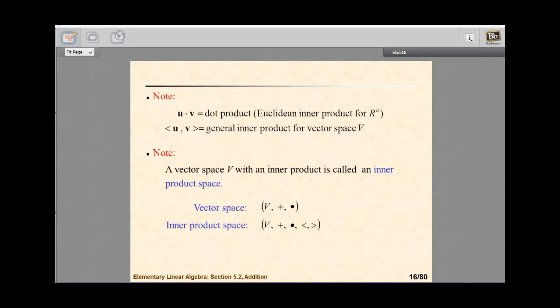Now we are going to discuss some examples of the inner product space. There is a note. It says that u dot v, the dot product, is the Euclidean inner product for Rn, and <u, v> is the general inner product for the vector space V. A vector space V with an inner product is called an inner product space.